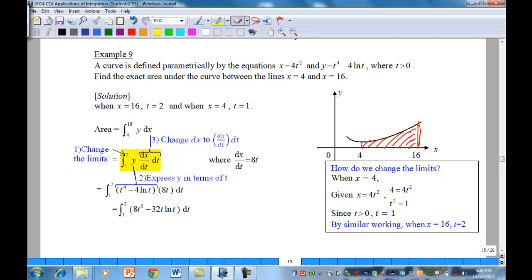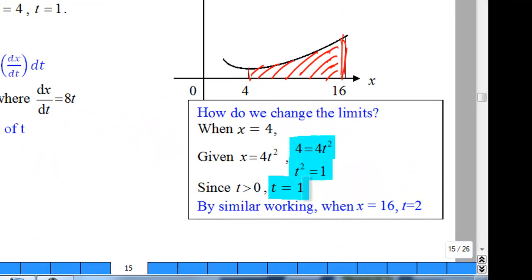To illustrate this, let's consider the lower limit of x equals 4. We are given that x equals 4t squared in the question. So when x equals 4, we obtain 4 equals 4t squared. That gives us t squared equals 1. Now we are also given that t is more than 0 in the question, so we know that t must be equal to 1. By similar working on x equals 16, we will get t equals 2.